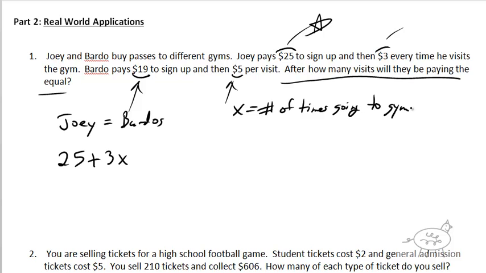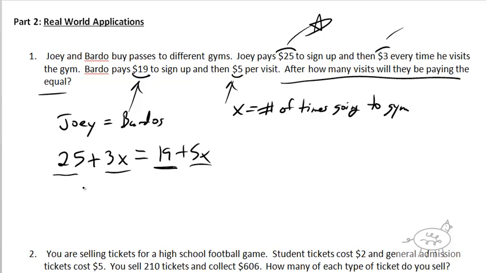Do you guys agree? $25 is how much it costs to join, and then $3 per visit. I want to know when that's going to be equal to what Bardo pays. He pays $19 and $5 a visit. And notice, again, these are fixed costs. $25 no matter what. He can go there a billion times. It's $25 to go there, $3 each time. This one's $19 to go there a million times, but it's $5 per time. So basically what I'm doing here, math fans, is just solving this equation.